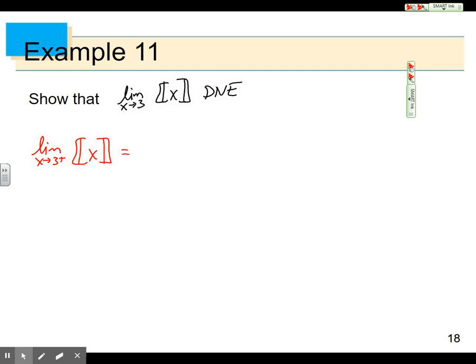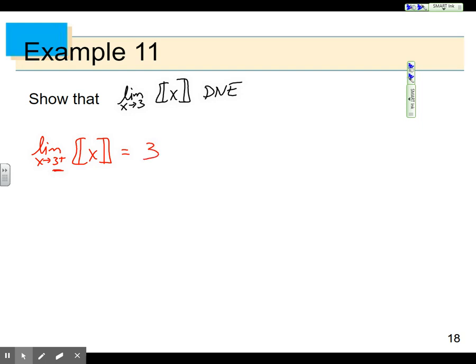So what I want you to imagine doing is plugging in something that is just a little bit bigger than 3 into x because I'm approaching 3 from the right side. So let's just take like 3.01. I guess it'd be like pi, 3.14. The largest integer that's smaller than something that's approaching 3 from the right side would have to be 3.